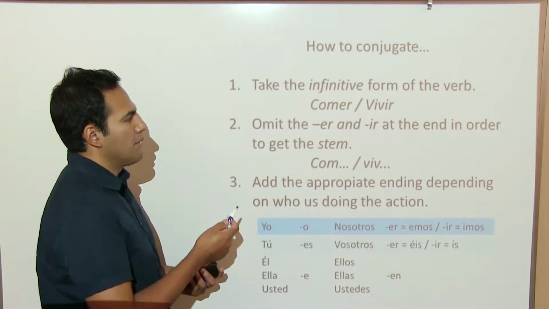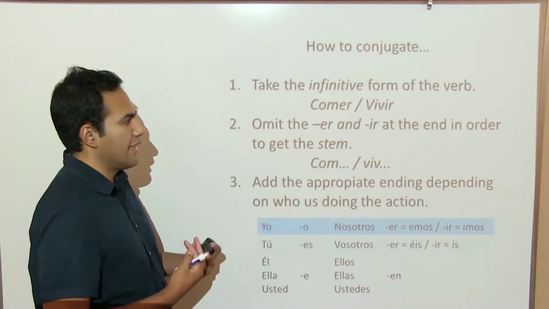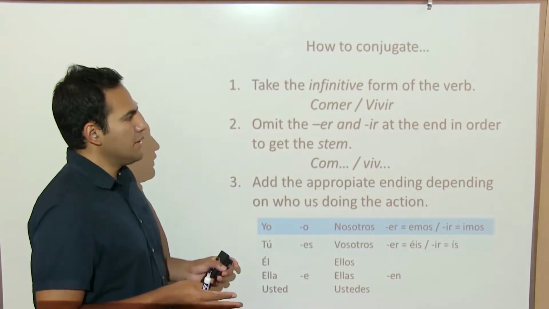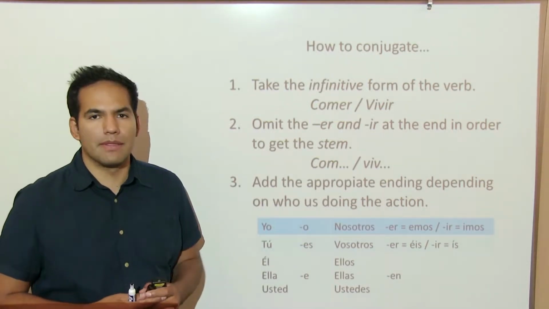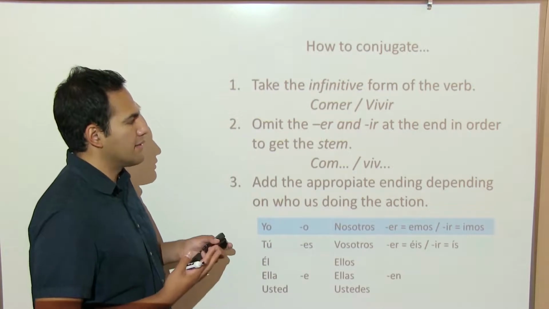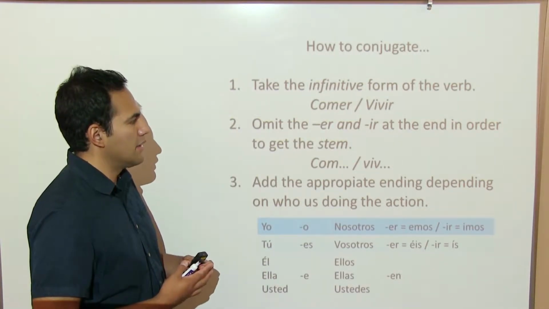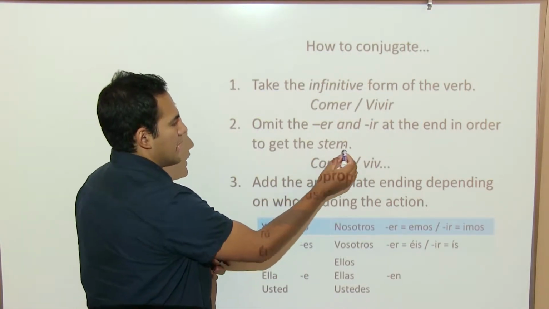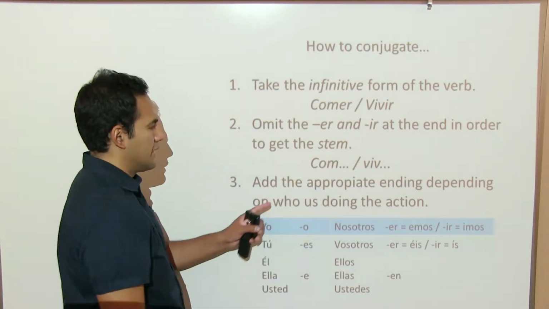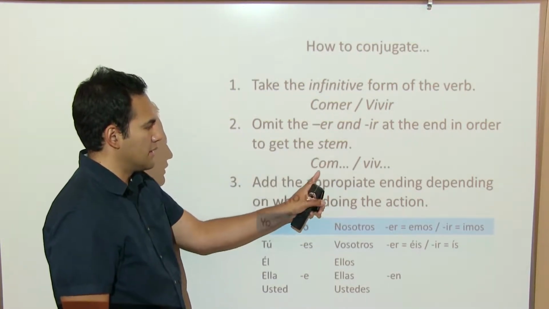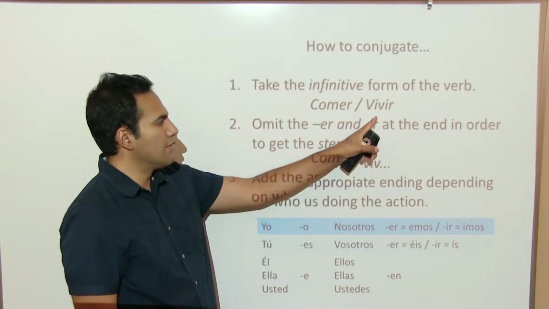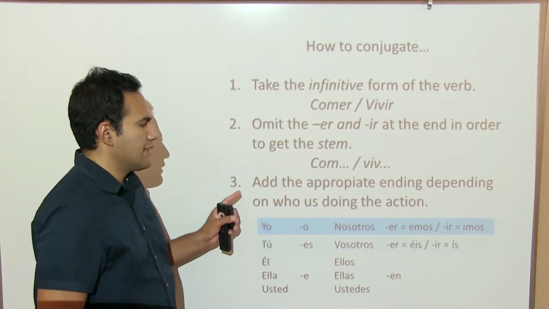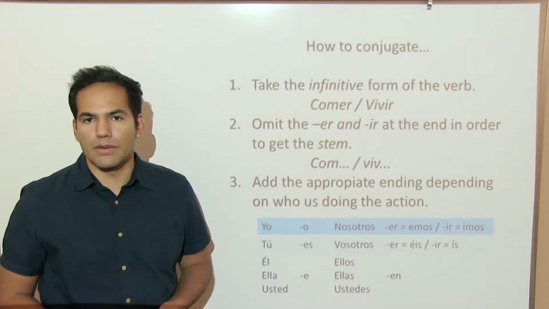So here we have two examples, comer and vivir. One is an ER verb and the other one is an IR verb. Once you have the verb, the second step is to omit the last two letters, in this case ER and IR, and keep the stem of the verb. In this case we have the stem for comer, which is this, and then the stem for vivir, which is this. And once you have that, we're going to add the appropriate ending depending on who is doing the action.